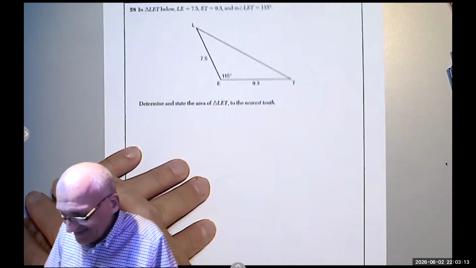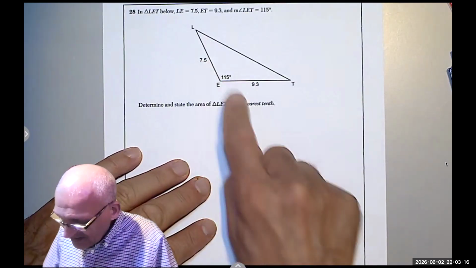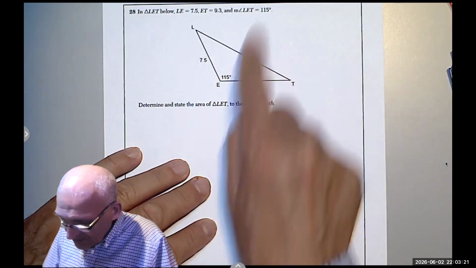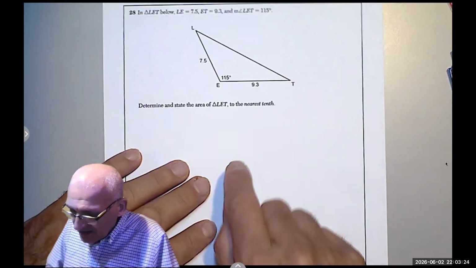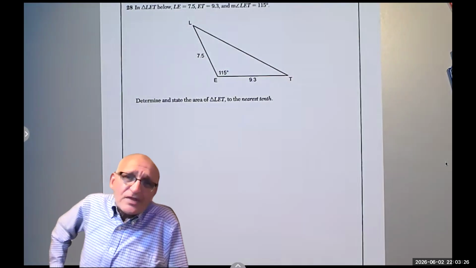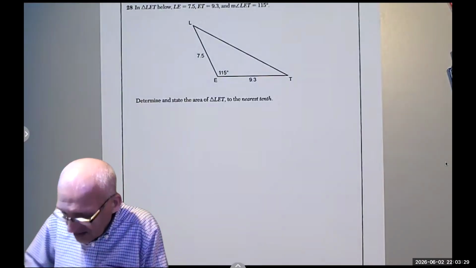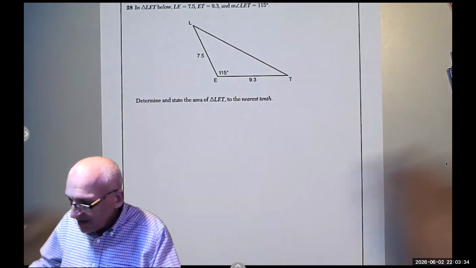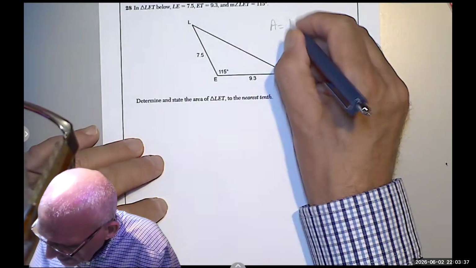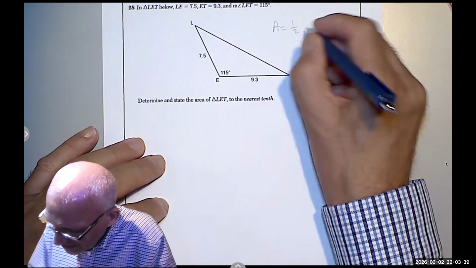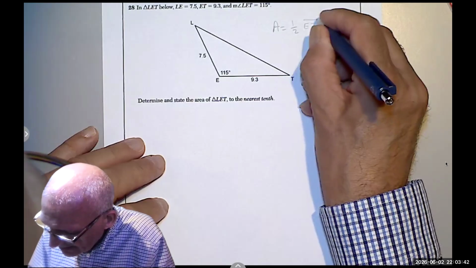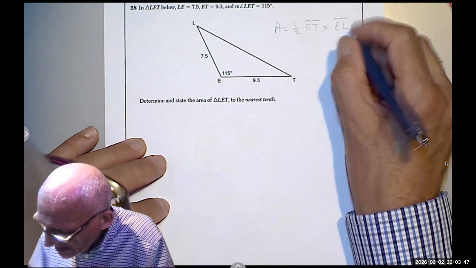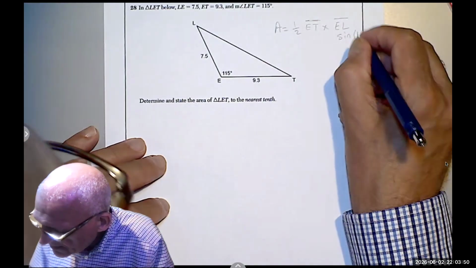Triangle LET has LE equal to 7.5, ET equal to 9.3, and the measure of angle LET is 115 degrees. Determine and state the area of this triangle. You should know that the area of the triangle is one half. Basically, the original formula is that the area equals one half of the two sides, so ET, for example, times EL times the sine of the angle between them.